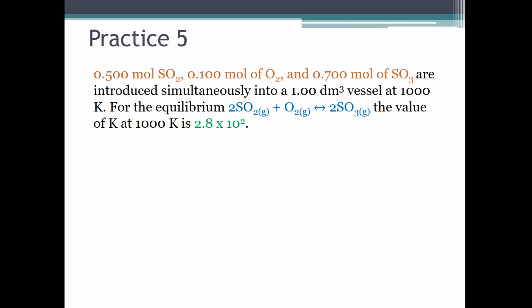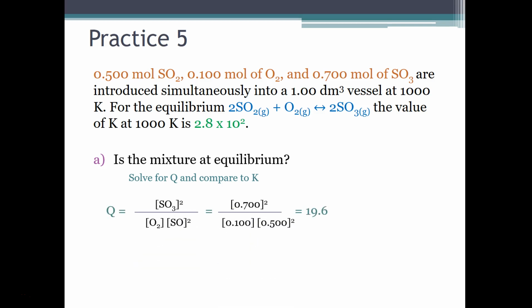So here's an example. It says we have 0.5 moles, 0.1 moles of O2, and 0.7 moles of sulfur trioxide. They're introduced simultaneously into a 1 liter vessel at 1000 Kelvin. It gives us the equilibrium equation and tells us that the value of K at 1000 Kelvin is 2.8 times 10 to the second, or 280. So, first thing we have to do is determine if the mixture is at equilibrium. So, we'll solve for Q and compare it to K.